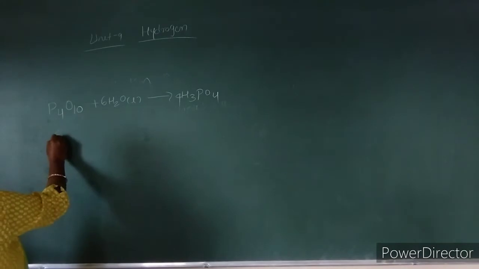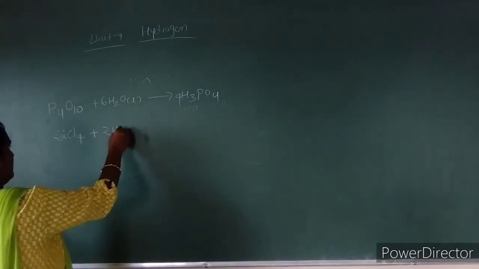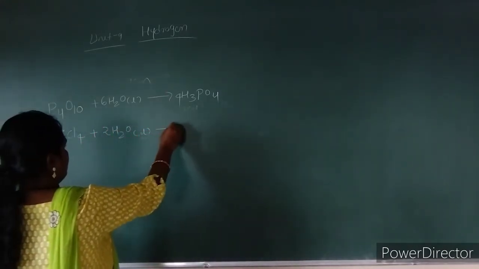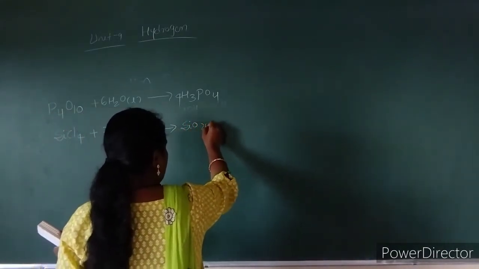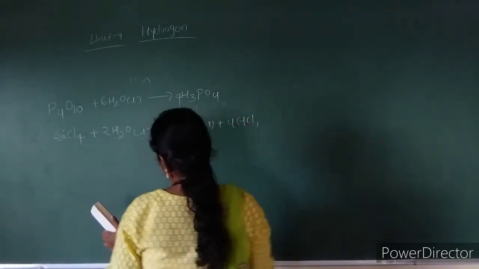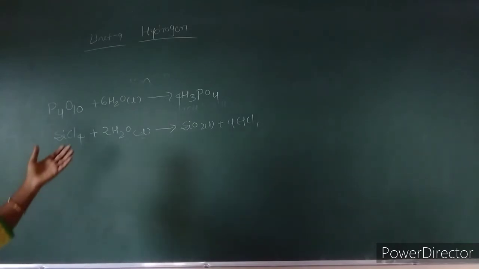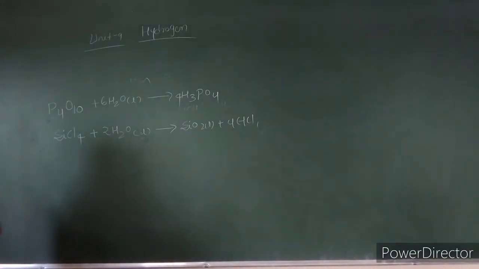One more example is the covalent compound silicon tetrachloride, which undergoes hydrolysis with water and gives silica, with the liberation of hydrogen peroxide. In this way, water shows the hydrolysis reaction because of its polar nature, and it has a high dielectric constant as well as a large dipole moment.